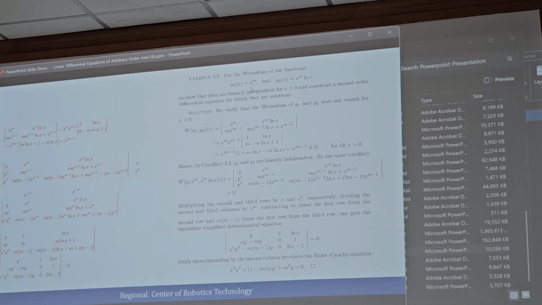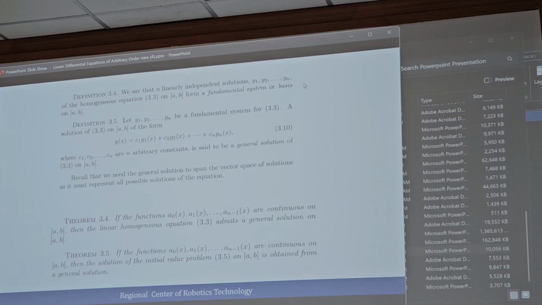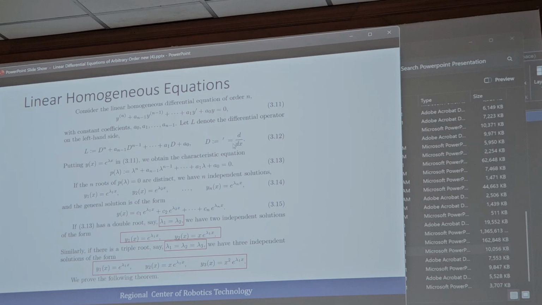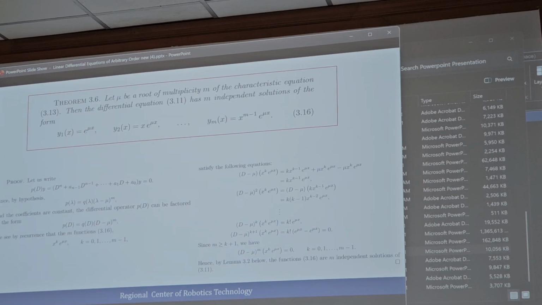Similarly, if you have a repeated root, you have log x instead of t, or log t, right? Linear homogeneous. This one now.